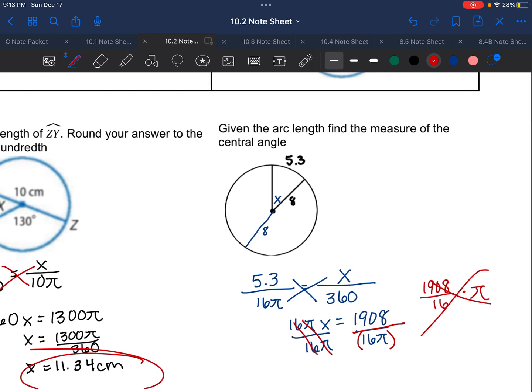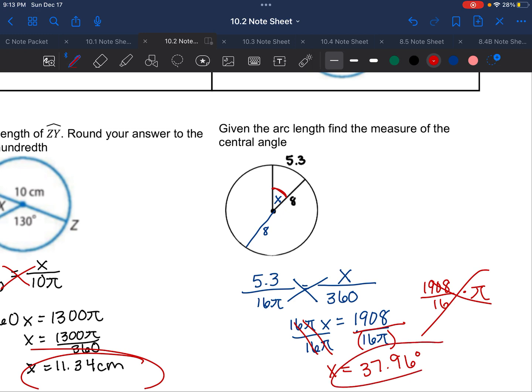All right, so I'll get x equals 37.96, and then our units would be degrees because we're finding the central angle here. And that completes the notes for 10.2.